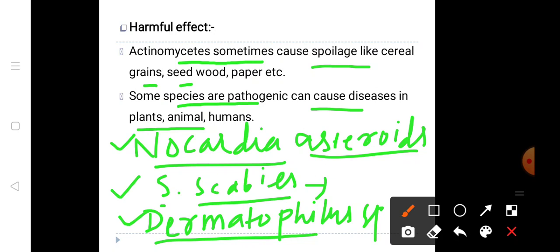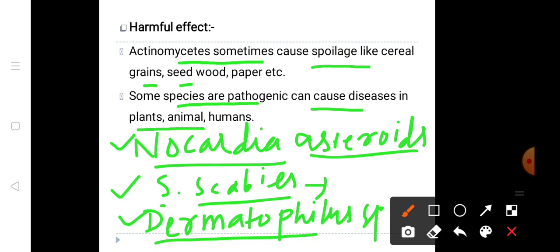This is all about the actinomycetes. In that we have seen the word actinomycetes, which means ray fungus. Then we have seen the definition: they are prokaryotic, aerobic, gram-positive, with filamentous branching structures, and they reproduce either by fission or by spore formation. Then we have seen the habitat: they are mostly found in soil and are free-living saprophytes.